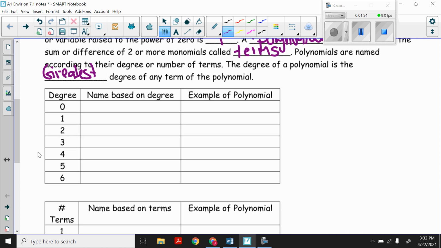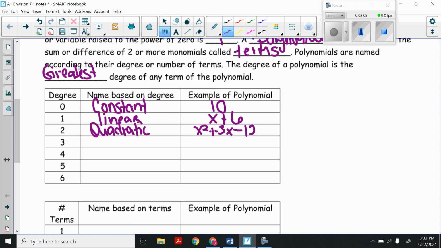If it has a degree of 0, its name is a constant. An example of this would be the number 10. If it is first degree, this is referred to as a linear because if we graphed it, it would make a line. An example would be x plus 6. Second degree is referred to as a quadratic, just like our quadratic formula. If we graphed these, they would be parabolas.